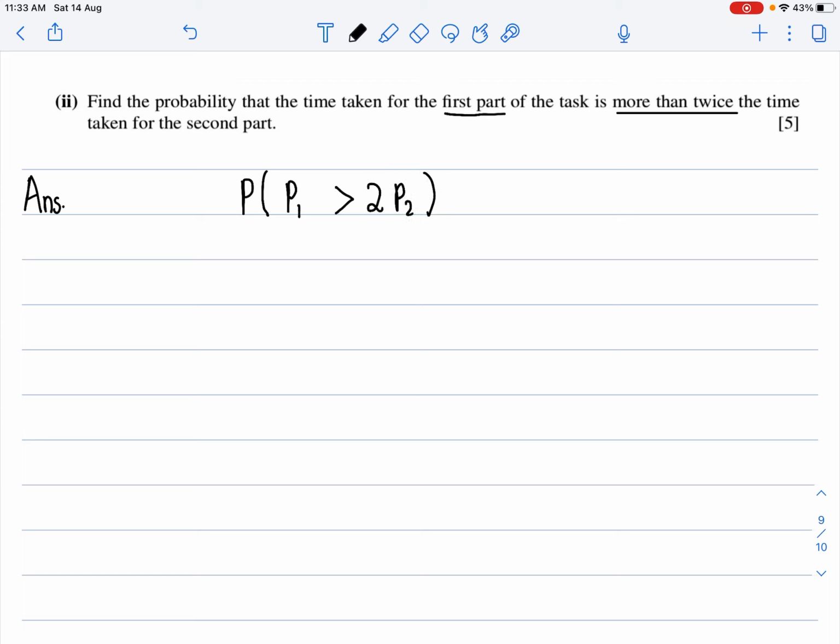The first thing you need to highlight here is that the word twice has been used. This means this is a multiple question. Correct? This 2 here is a weight and this is a multiple. This is what you need to know, because that will affect the variance, as we know from the concept.